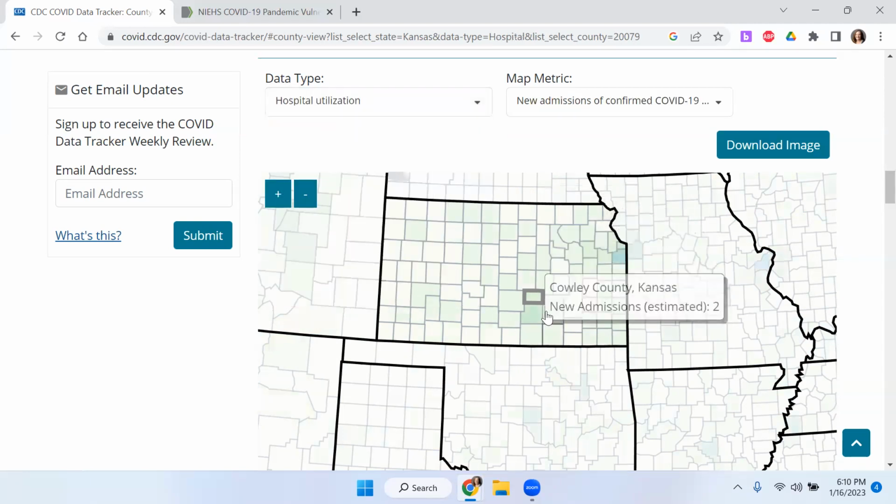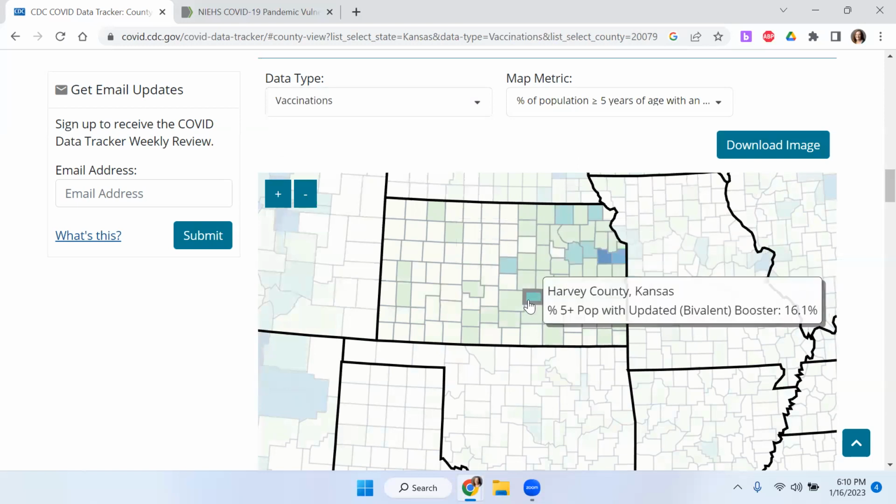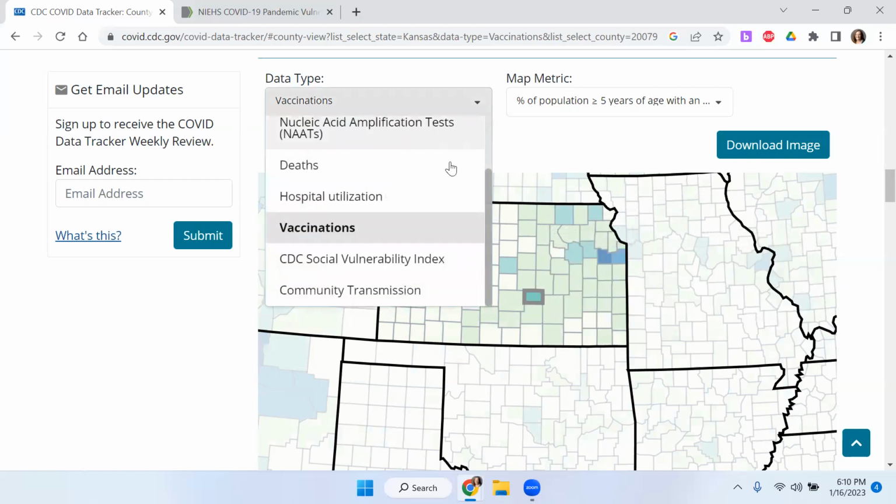Hospital utilization. How are your admissions to your hospital for COVID? Vaccination. What percent of your population over age 5 has received the most recent booster? 16.1% in my county, slightly above our national average. Sadly, it's a real failure to get shots in arms.